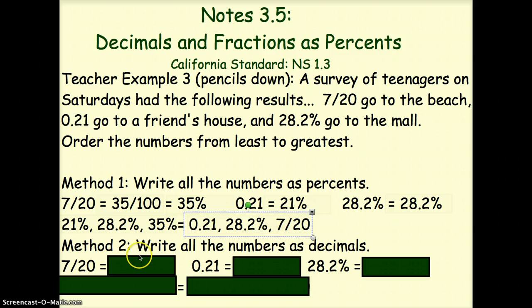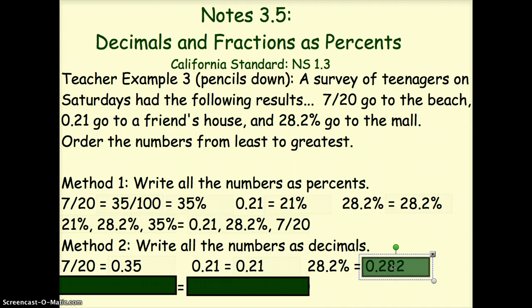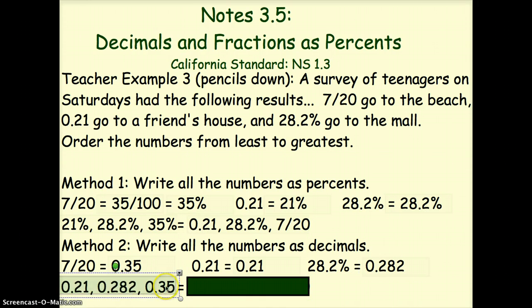Another method is to turn them all into decimals. And again, they're both going to be about the same amount of work, so it's not going to make much difference. And of course, moving our decimal 2 places to the left this time. Then again, you put the decimal forms in order, and then you need to go back and rewrite the original numbers, which is going to be here.